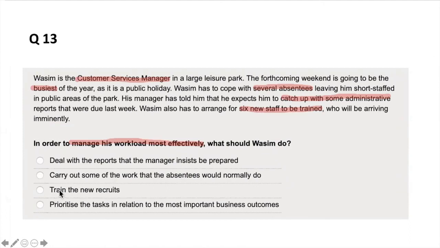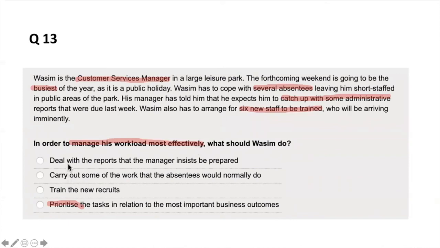The third point is train the new recruits. Again, that's training the 6 new staff. That's again one thing among everything he needs to do. And finally, prioritize the tasks in relation to the most important business outcomes. I think it's a bit obvious that it's much more important for Wasim to think and prioritize what would be the most important thing for him to do, and that would be something that could manage his workload most effectively, which is actually the question.